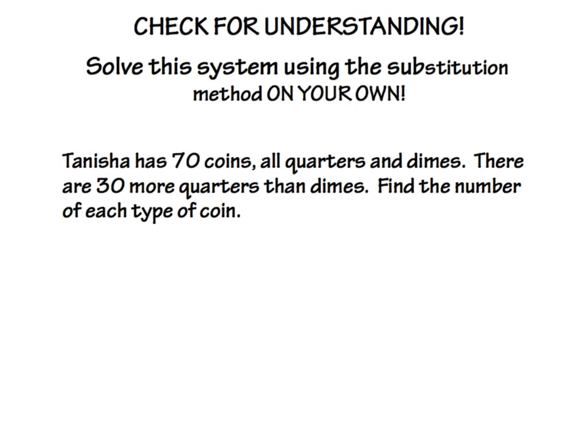Here's the last question you have to do on your own. Solve this system using substitution. Show Mrs. Koenig when you have completed your work. If it is correct, you are ready for your homework tonight. Tanisha has 70 coins, all quarters and dimes. There are 30 more quarters than dimes. Find the number of each type of coin.